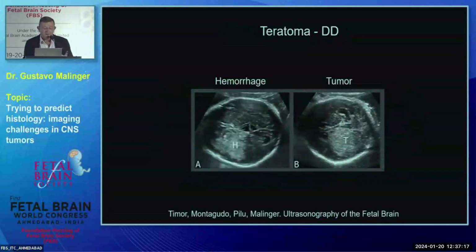Another important thing is to differentiate between hemorrhage and tumor. And again, the way to differentiate is by using color.